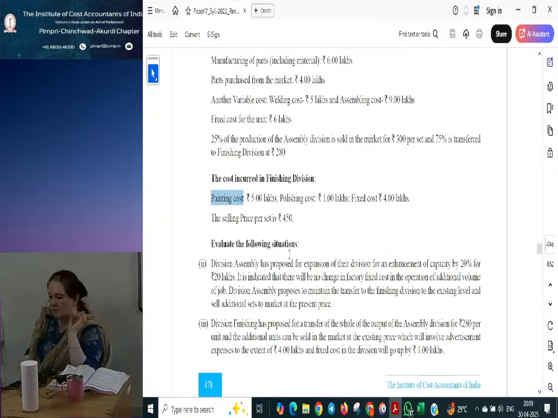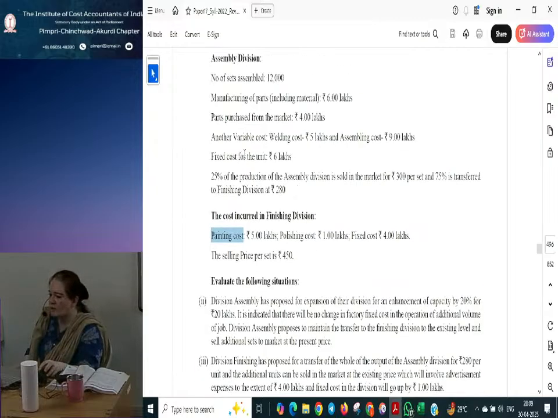Evaluate the following situations. The assembly division has proposed an expansion of their division for an enhancement of capacity by 20% for 20 lakhs. So they are going to enhance the capacity but at a cost of 20 lakhs. It is indicated that there will be no change in the factory fixed cost in the operation of the additional volume of job. So the fixed cost of 6 lakhs in the assembly division is going to remain the same. The assembly division proposes to maintain the transfer to the finishing division at the existing level and sell additional sets to the market at the present price.